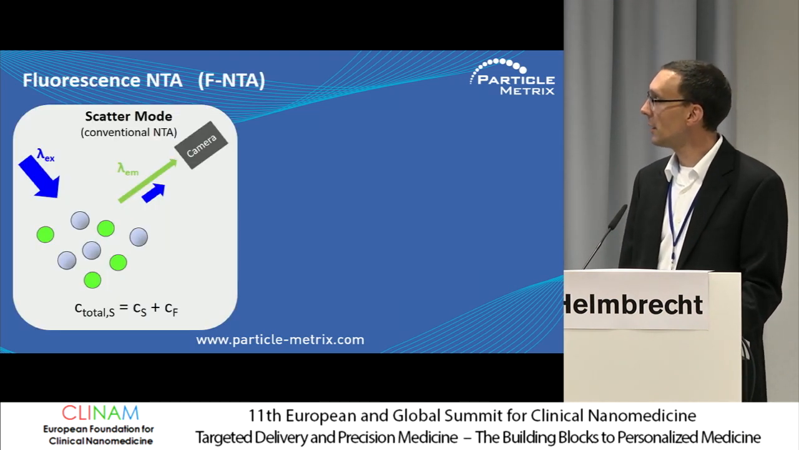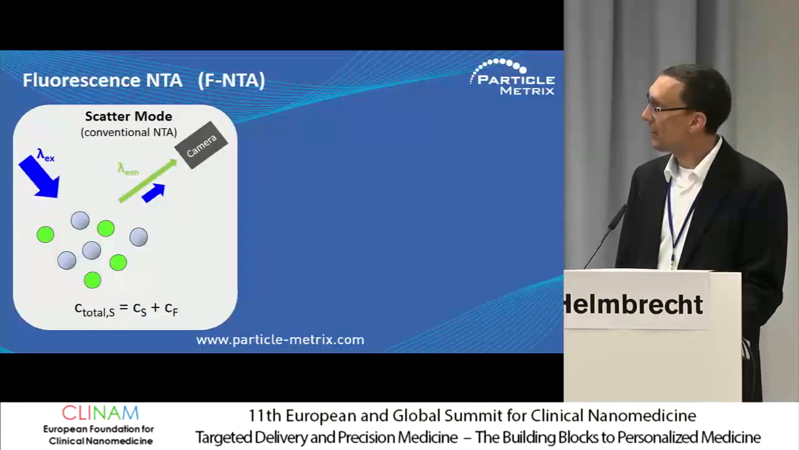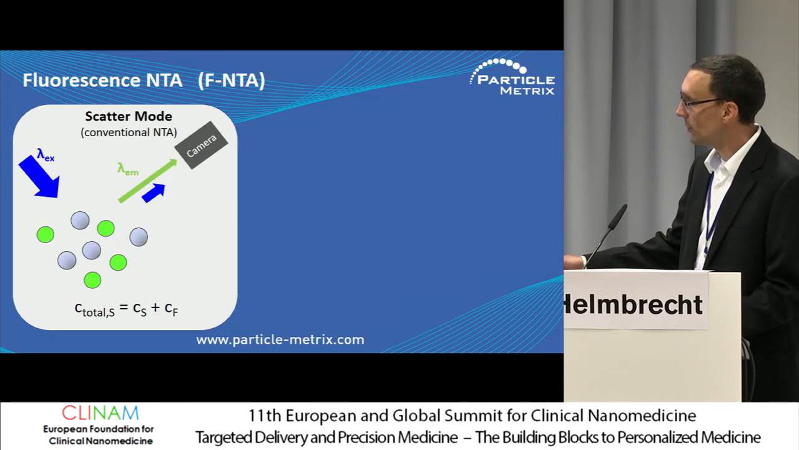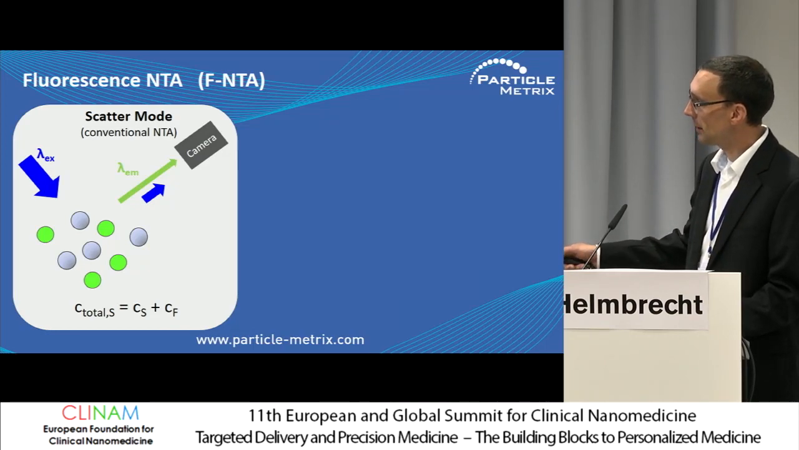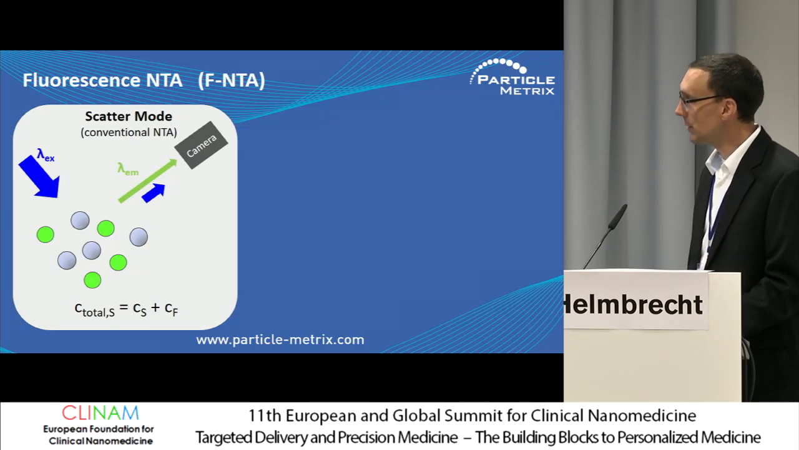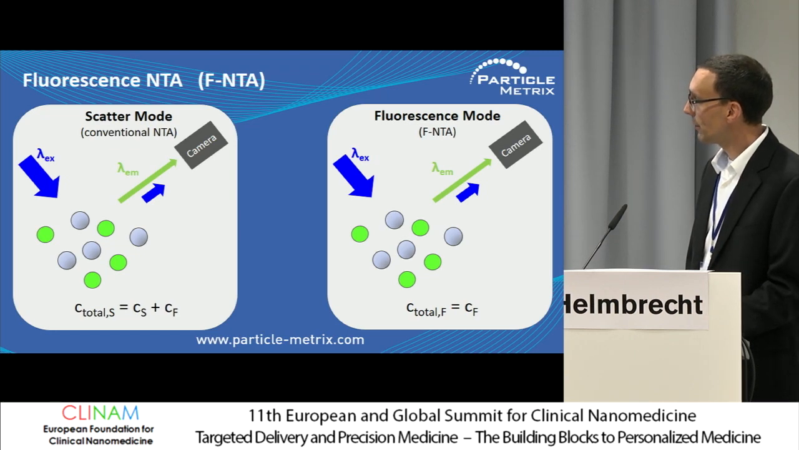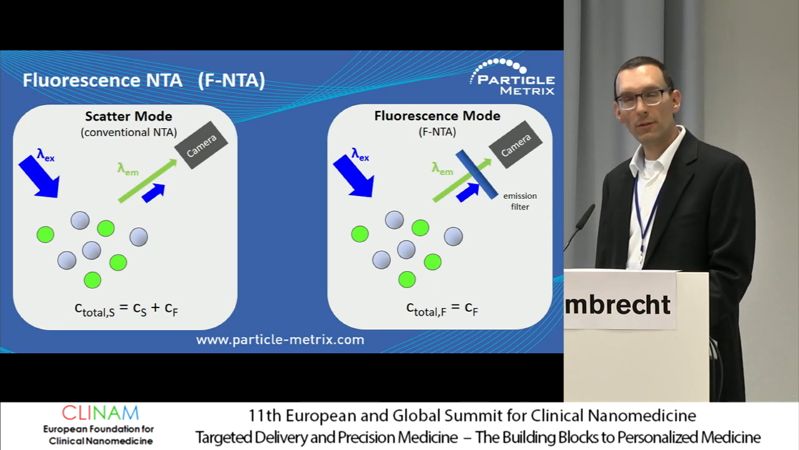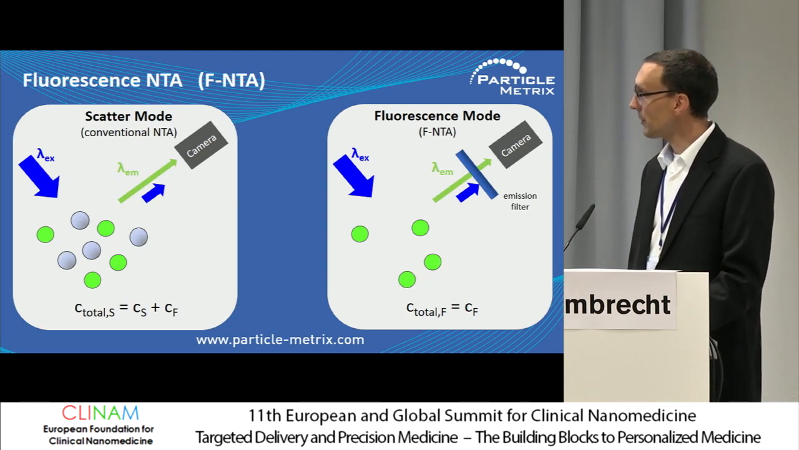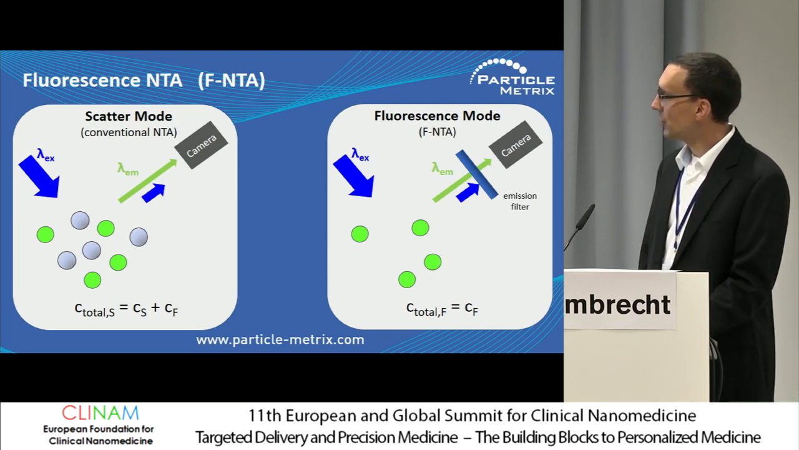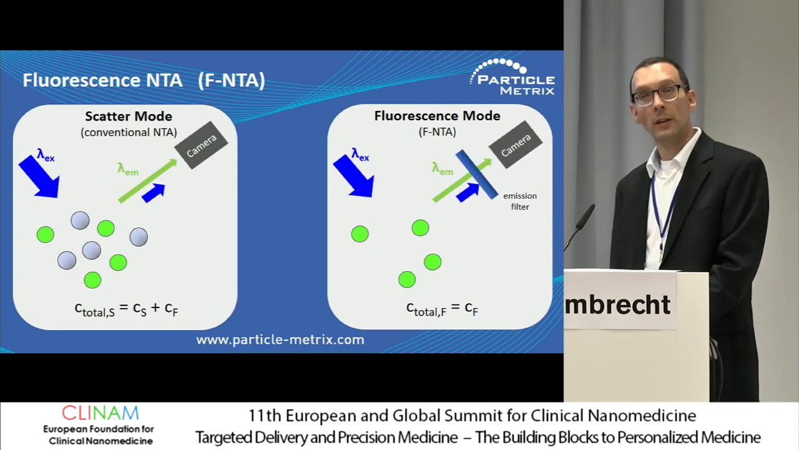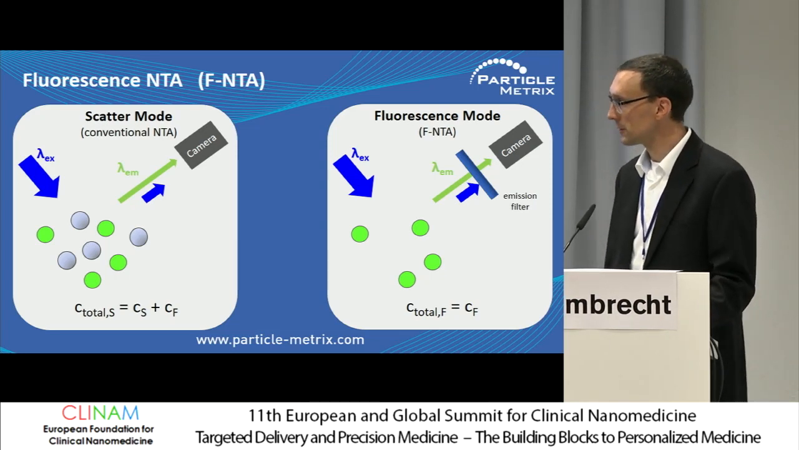So how can fluorescence NTA help, or how does it work? Basically, when you measure in scatter mode, you see all of the particles. So the laser comes, it creates scatter light, and the scatter light is directed to the camera. When you have the fluorescence mode, basically, we put a filter here in order to block the light of the laser, and only the fluorescent light is transmitted, and the laser light is blocked. So we measure the fluorescent particles, and so the concentration is of the fluorescent particles.